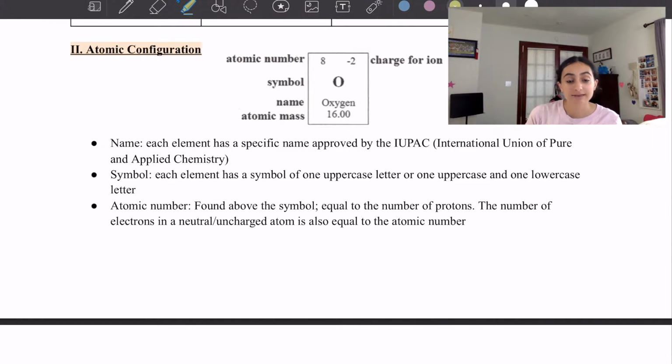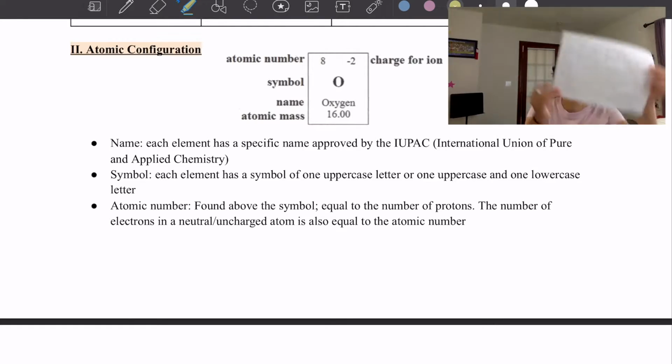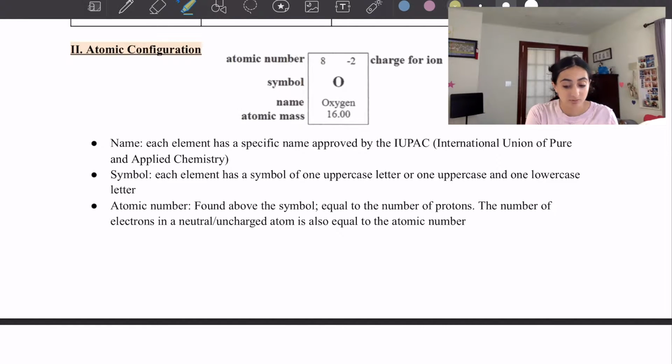So our next concept is atomic configuration. In your chemistry classes, you've probably been given a periodic table, and if you look on the periodic table, you will notice that each element has some distinct features in its little box, and we are going to talk about those distinct features. Also, you're going to want to have your periodic table for this whole video and this whole unit and the rest of chemistry in general.